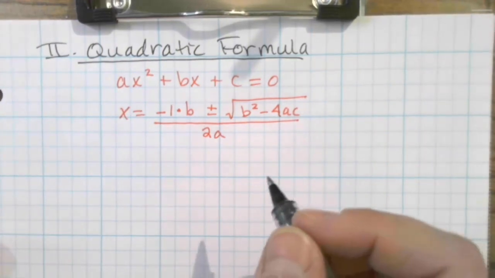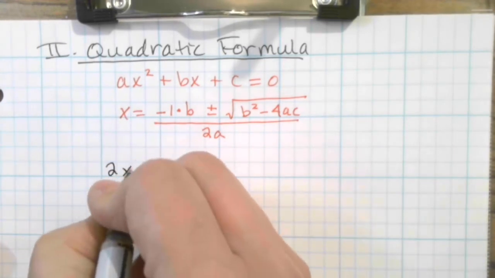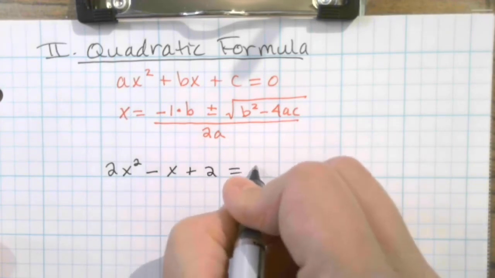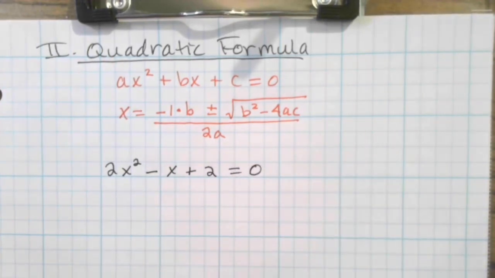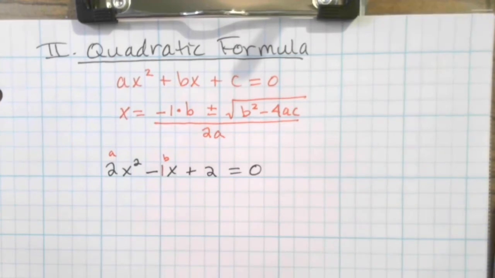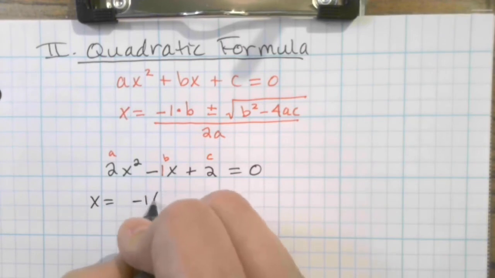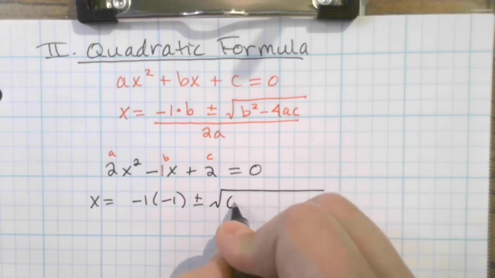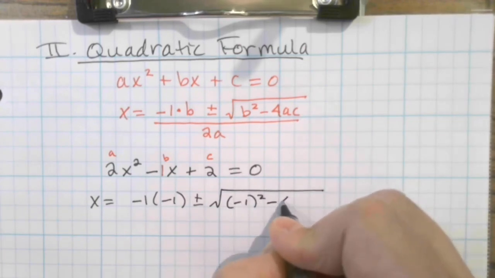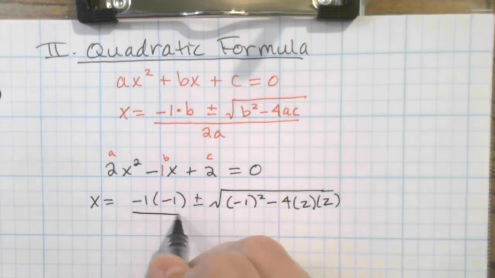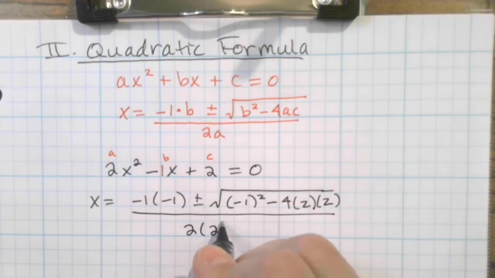All right, so here's our example. 2x squared minus x plus 2 equals 0. Okay, so our a is 2, our b is a negative 1 coefficient, our c is 2. So we feed them into the formula. Negative 1 times b, which is negative 1, plus and minus the square root of b squared, so negative 1 squared, minus 4 times a, which is 2, times c, which is also 2, all over 2 times a, 2 times 2.